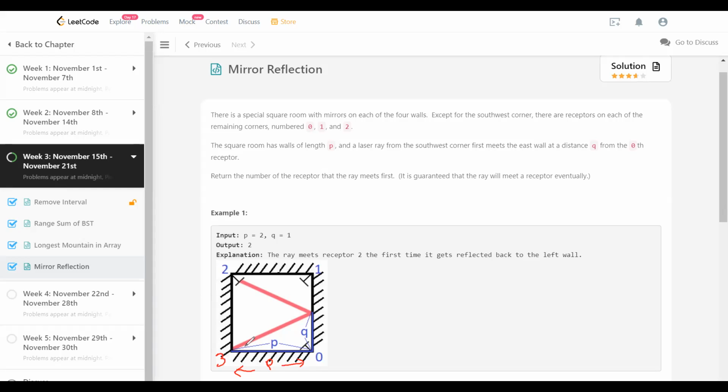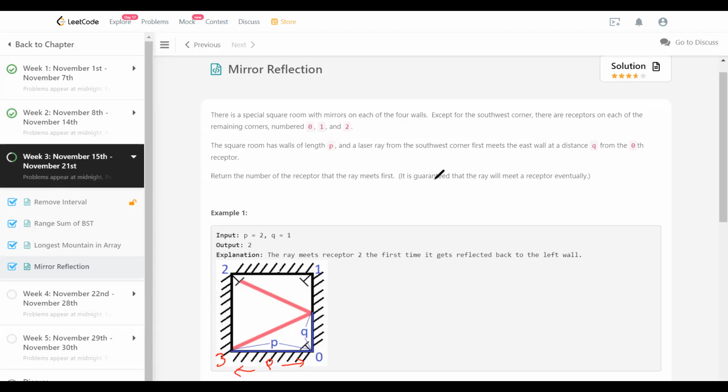So we are going to initiate a laser ray from the southwest corner, and it's going to first intercept the wall between corners 0 and 1 at a distance of q from 0, and that is going to define the direction this light is going in. Because it's a laser light, the direction is going to be very clear, and also the reflection of mirrors is going to define how it goes on.